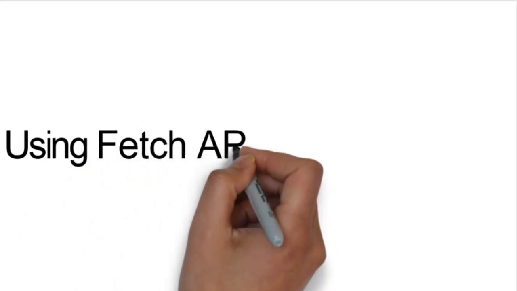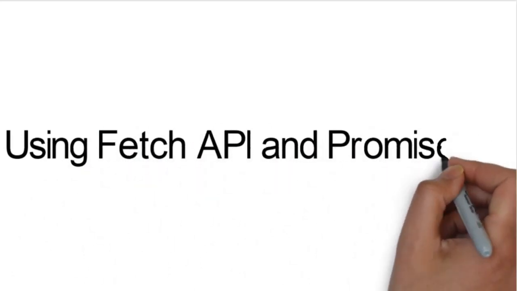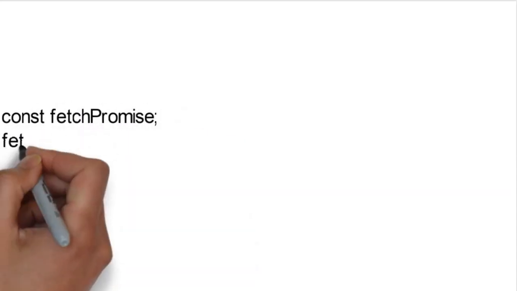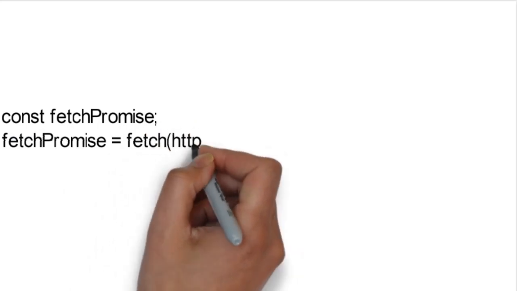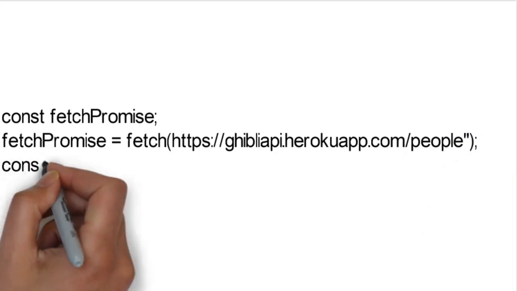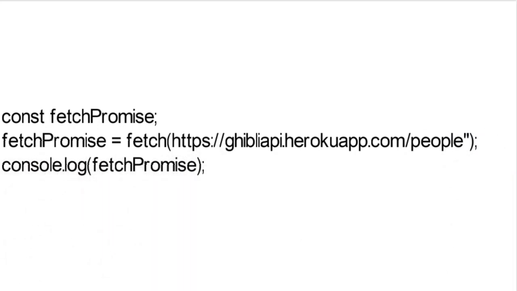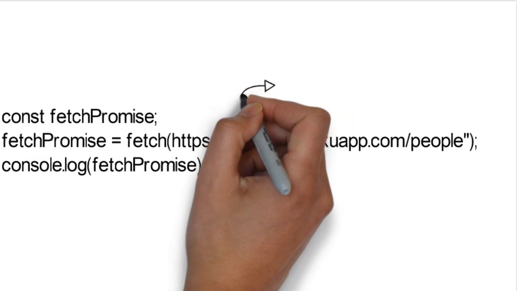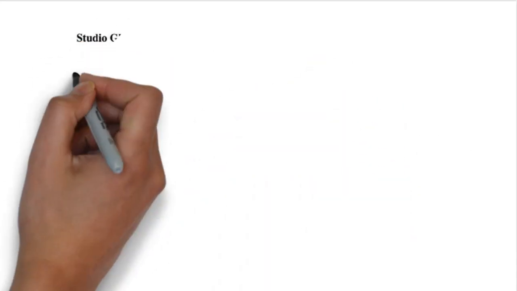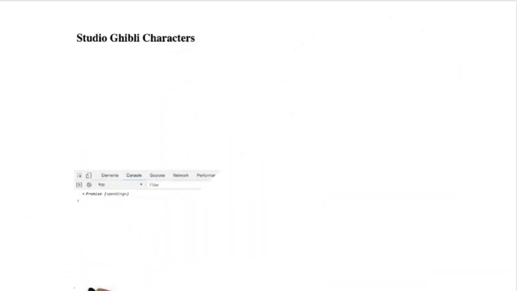Now let me use the fetch API and promises together. Let's take an example. First of all, create a new variable, fetchPromise, and we will be fetching the resource at this given URL. You can see that this is a URL. If I console log fetchPromise, we are making this request to this URL. If you open your console, you will get this message printed out, that is Promise pending. So here the promise is in the pending state.